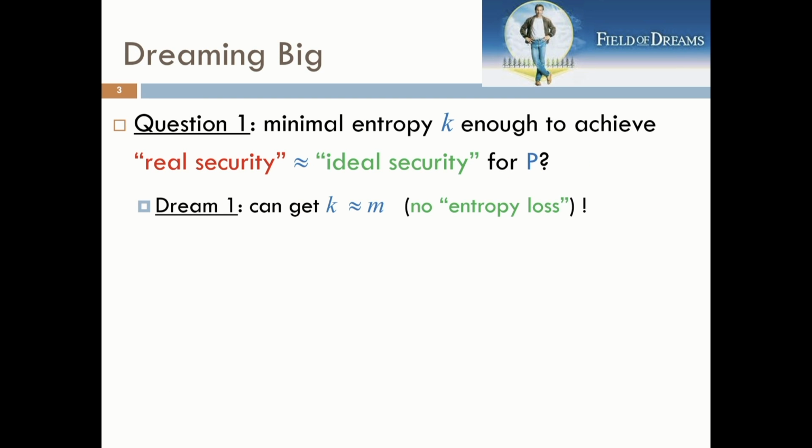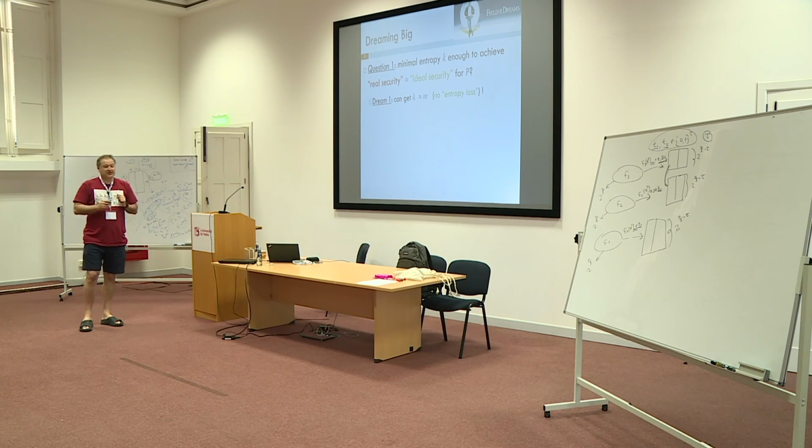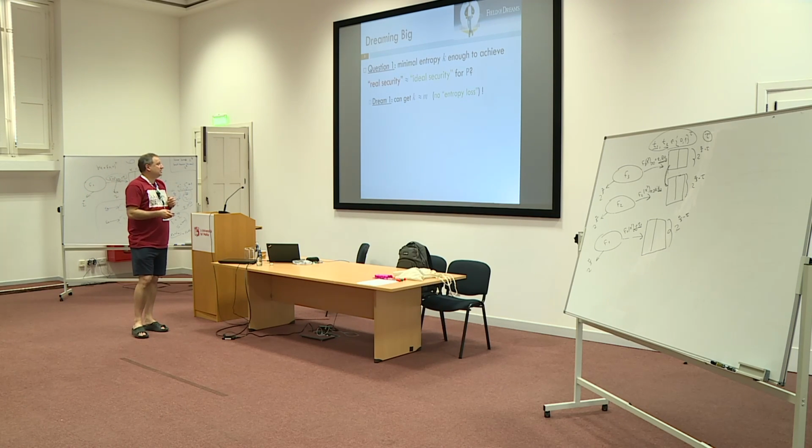And basically this is the main question we'll ask, which is the last column of this entropy loss column. What is the minimal entropy K enough to achieve real security roughly the same as ideal security? Where ideal security is if my key was truly uniform random, and real security is if I actually use a derived key instead. And the dream would be no entropy loss, right?